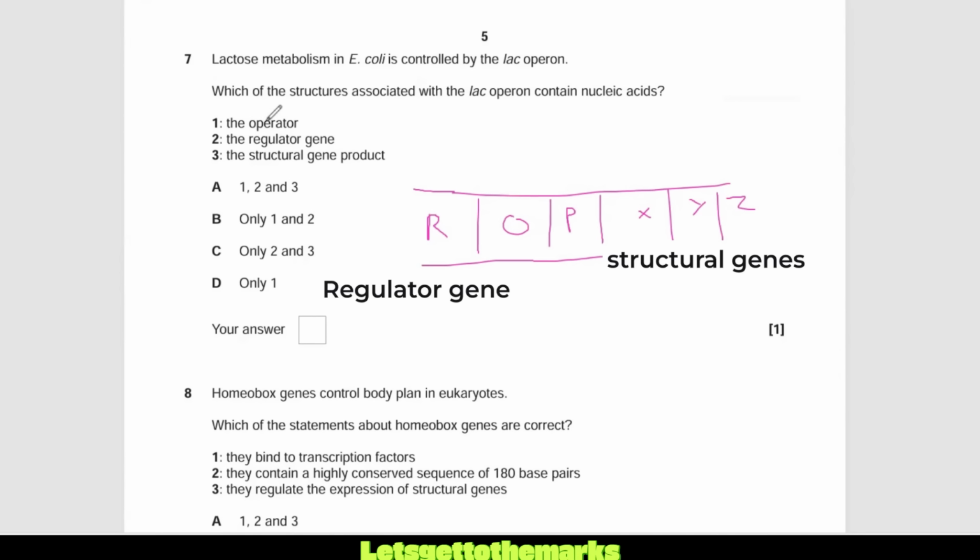All of this is part of DNA. This is all DNA. So the operator and the promoter and the regulator gene, this one here, which actually creates the protein that binds here. So all of this is going to be made of nucleic acid. So definitely 2 and definitely 1, the operator. They're all found on the DNA.